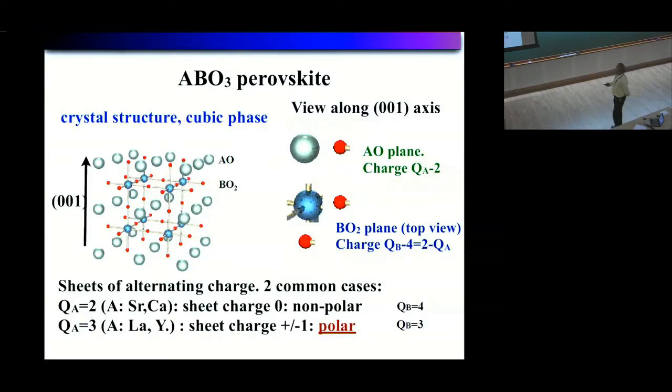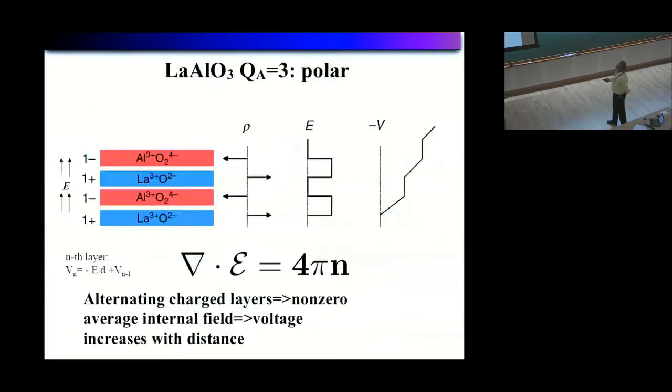Now there are many ways one does it. One is Q_A equal to 2, which gives all the sheets no charge in this configuration. So these are non-polar layers. But there is this other choice, which is the one I'm discussing now, which is LA, where Q_A is 3, which makes these sheet charges plus and minus 1. So these are called polar layers, and this is the situation that I'm going to describe now. So this is the charge configuration. You have minus 1, plus 1, minus 1, plus 1 alternating.